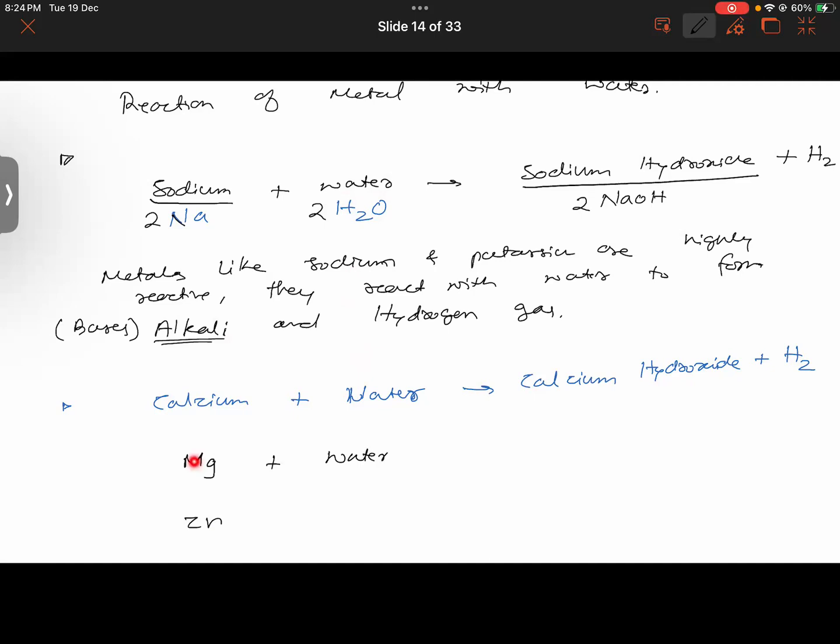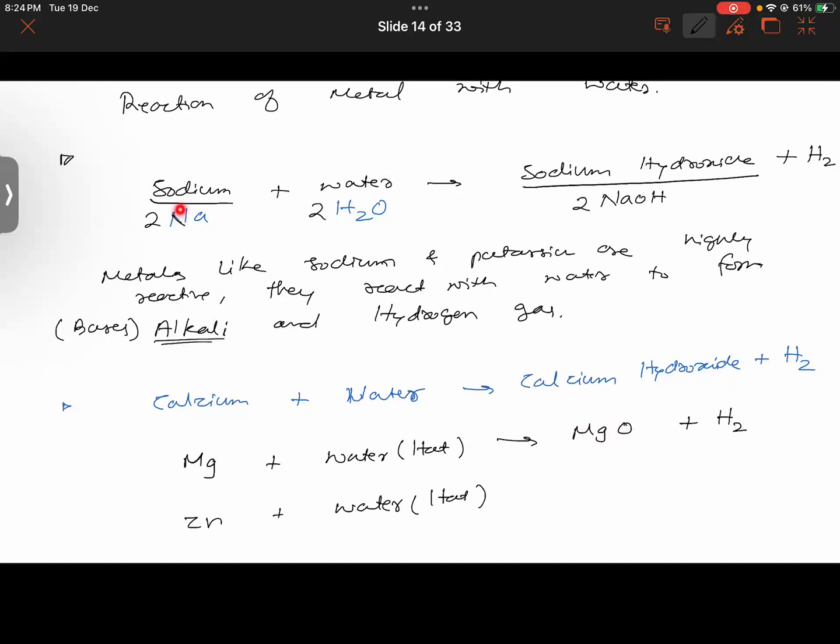Because magnesium and zinc are lesser reactive. So magnesium or zinc will be reacting with hot water, and when magnesium reacts with water, instead of the base, magnesium oxide is formed along with the hydrogen gas. So here we see that a base is not formed.